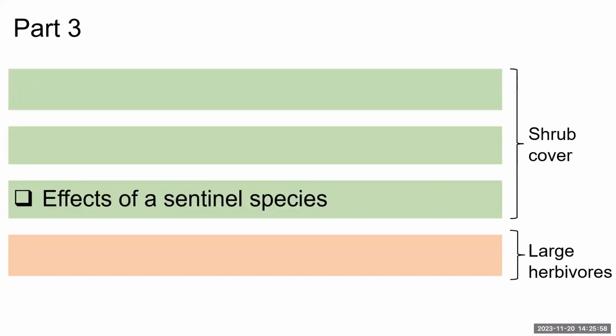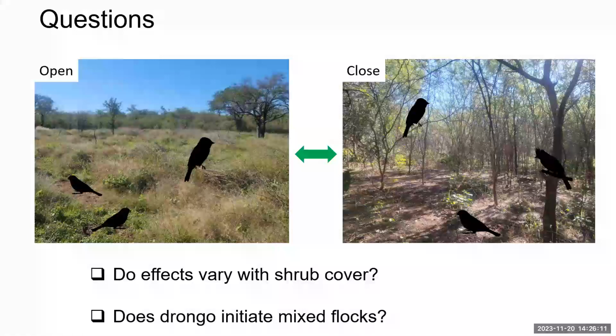So the next part, since the drongo had a really strong influence, we wanted to delve into the impacts of the drongo. And specifically, we asked two questions. Do the effects of drongo vary with shrub cover? Also, we wanted to test this notion that a nuclear species initiate mixed flocks. So we wanted to test that.